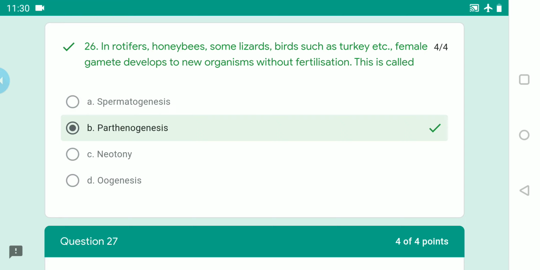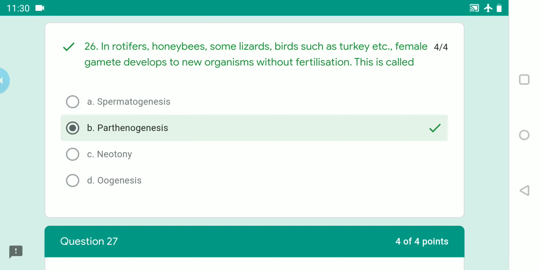Yes, so this statement is related to parthenogenesis in certain animals like rotifers, honeybees, some lizards, and birds such as turkeys. The female gamete develops into a new organism without fertilization. That means, as a product of evolution, for the purpose of survival, even in the absence of the opposite mate, that means in the absence of the male, only the female undergoes the formation. So this phenomenon is known as parthenogenesis.